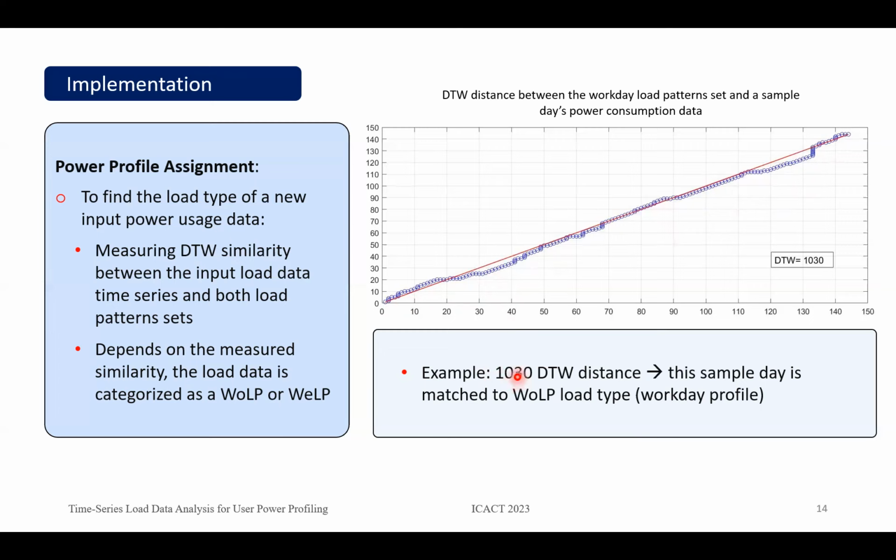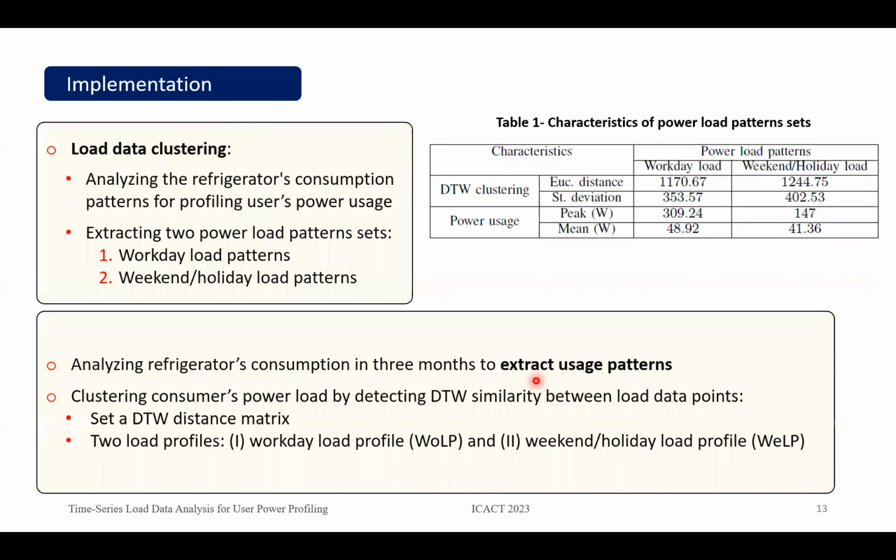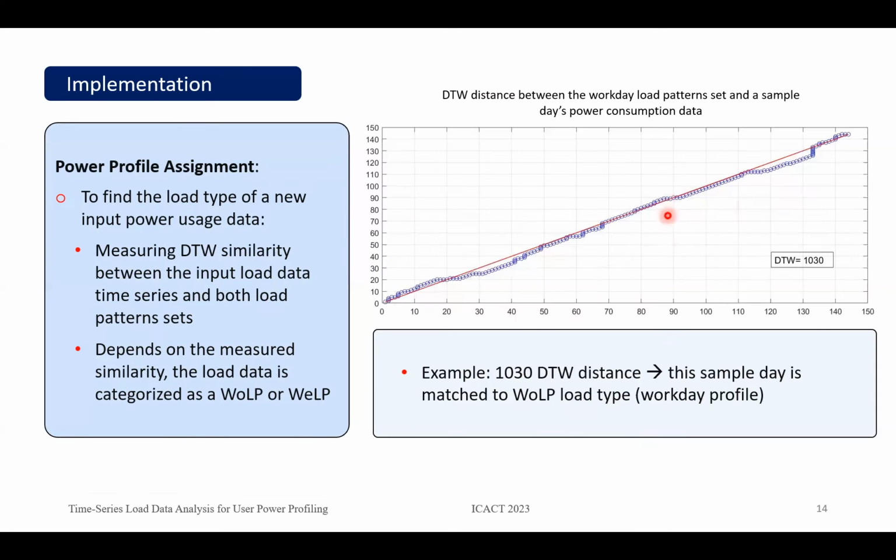1030. So in this, you can see that when this distance is located at this level, because the distance between the workday load pattern is less than 1170, this day the new consumption load data should be classified as a workday because of our table.